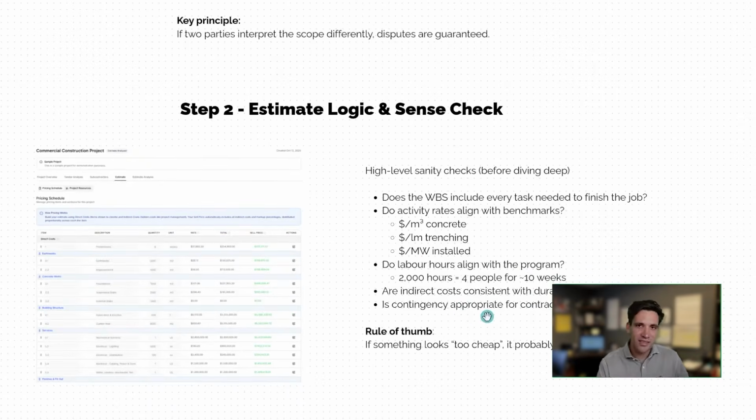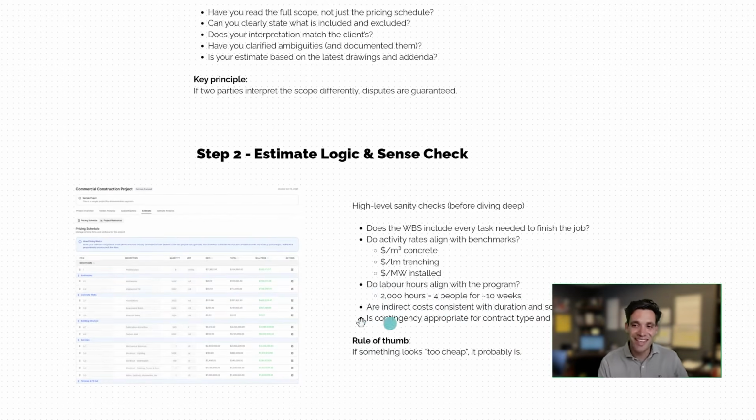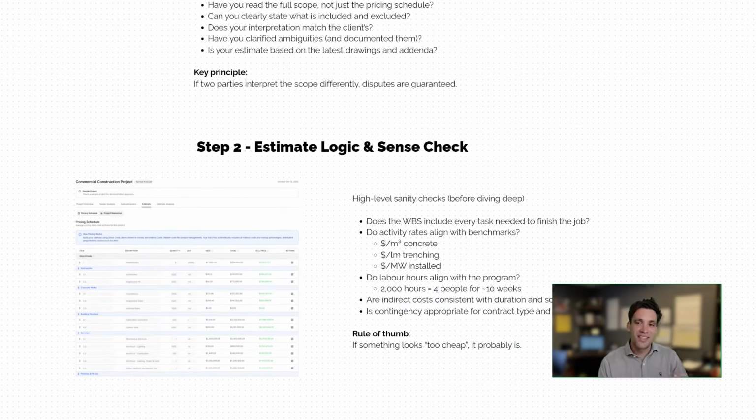Now, the next check I like to do, which will only work for self-performed businesses, is does your labor or man-hour estimate at a high level align with your program? For example, if you've come up with 2,000 labor hours for a project, does that align with, if you have one crew on the project, 10 weeks of work? These sort of program-based estimates are a very good way of taking big numbers in your estimate and getting them to make sense. You can apply the same logic to your indirect costs.